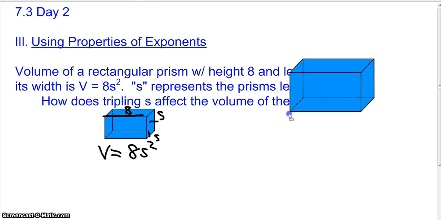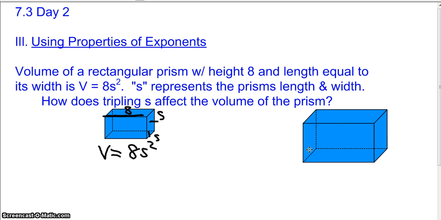Now, if we compare it to a different prism where we have increased S by 3 times, what does that mean if I've increased it by 3 times? What operation is that? Multiplication. So we wouldn't call this S anymore. What would we call it? This side would be 3S or S3, but we usually put the number first, right? So 3S. And this side would be 3S.